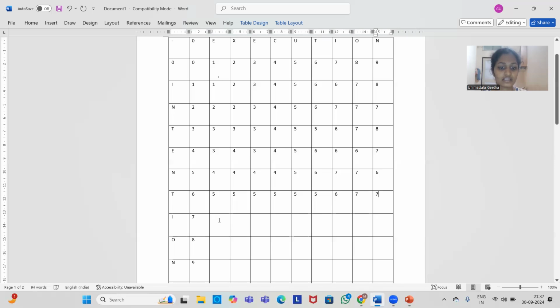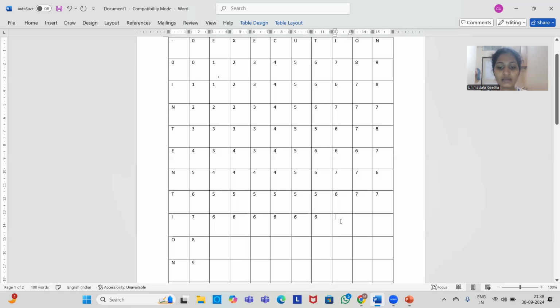Next, we have to compare I with the execution. I and E, the number will be 6. I and X, the number will be 6. I and E, the number will be 6. I and C, the number will be 6. I and U, the number will be 6. I and T, the number will be 6.